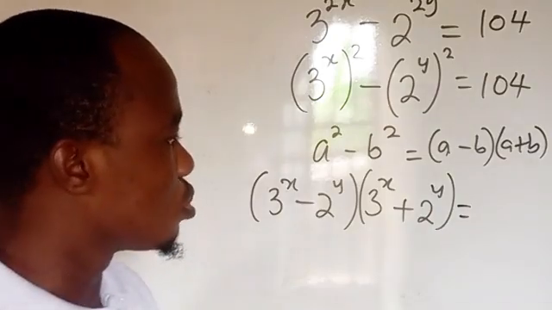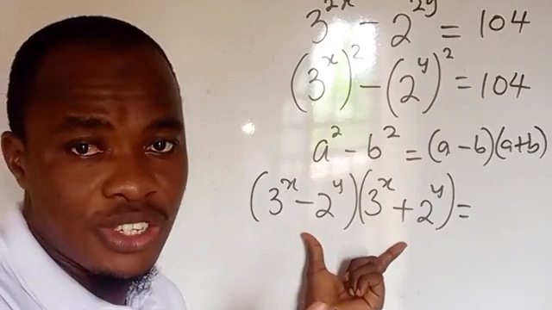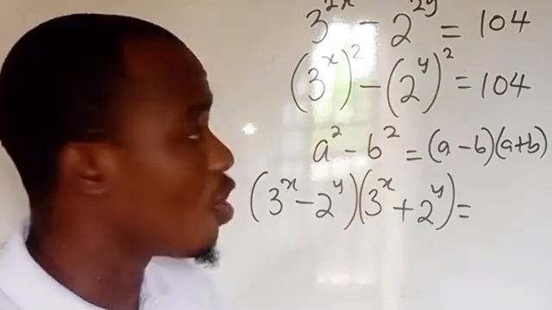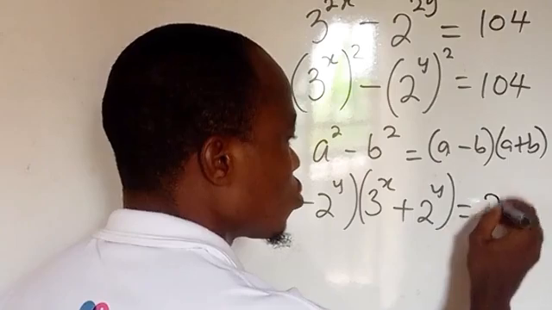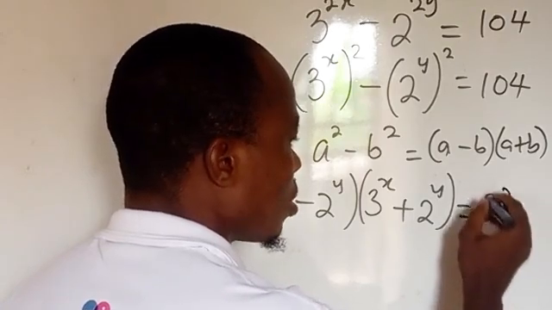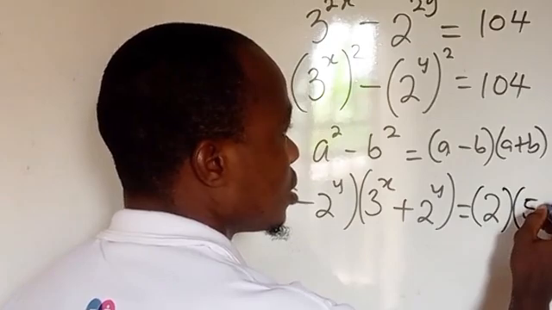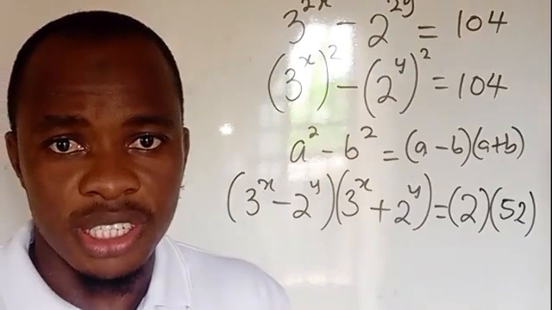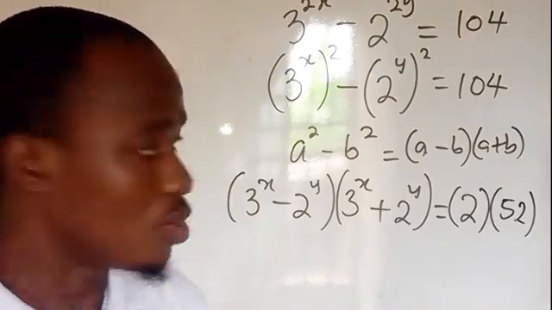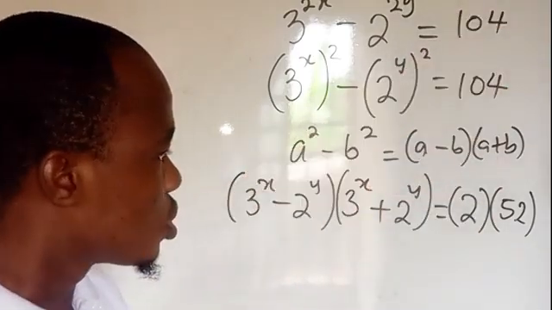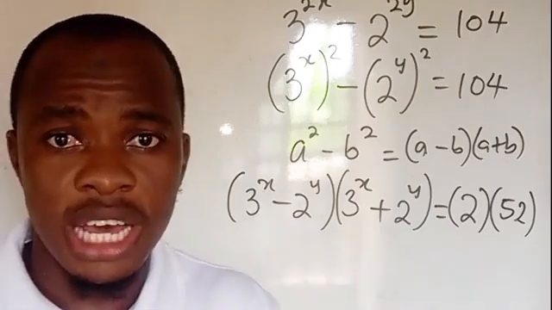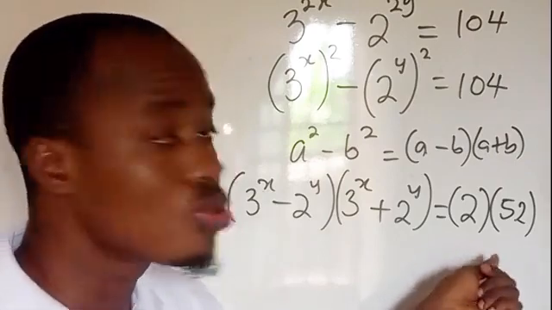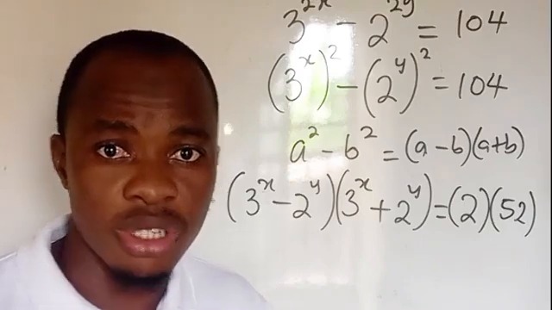Now the next thing we're going to do: we factorize the left hand side, so I will have to factorize the right hand side. Out of the factors of 104, we have 2 multiplied by 52. So 2 and 52 are factors of 104. We still have some other ones, but the one that will give us the desired solution is 2 and 52. You can test run and get that.